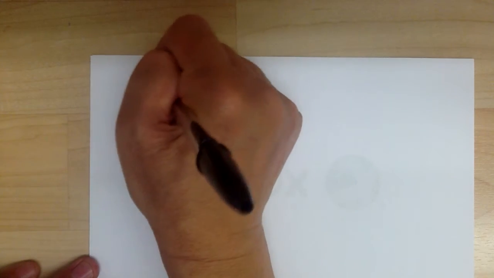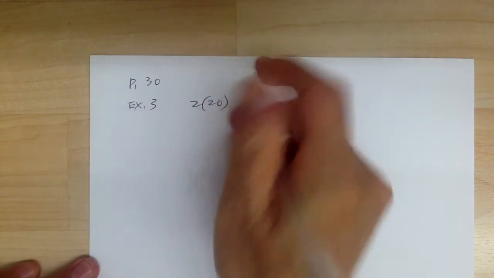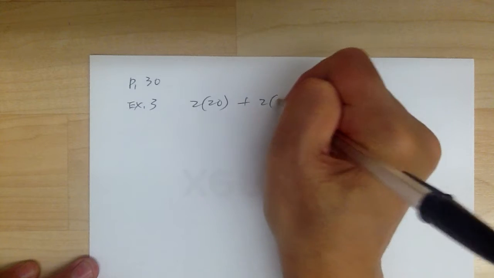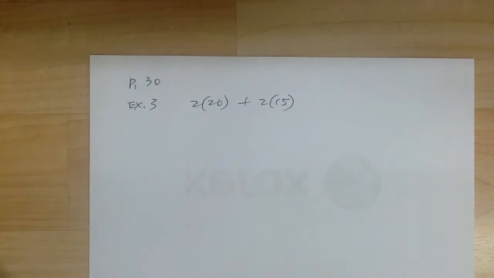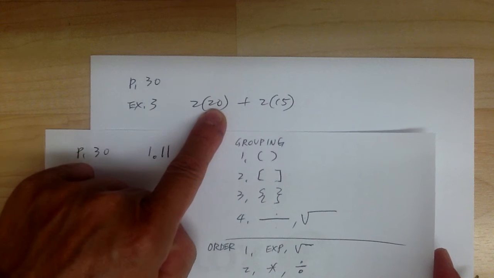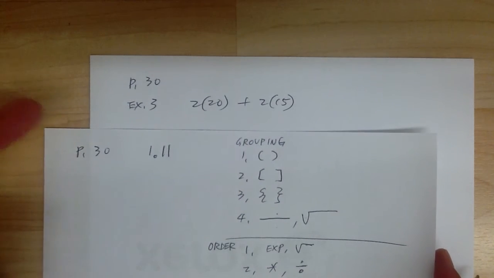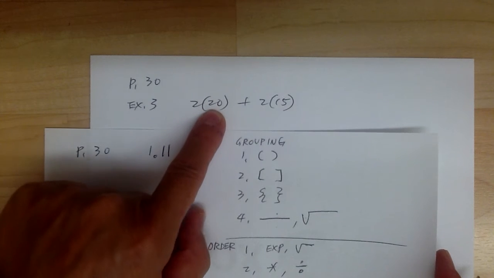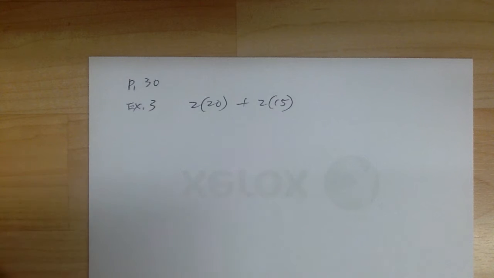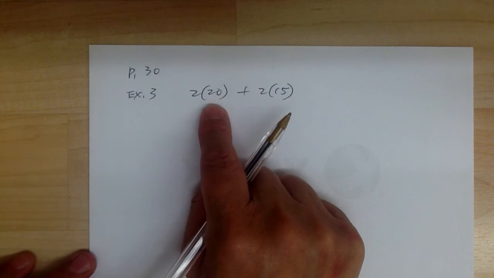So page 30. Example 3. You have 2. Now parentheses, this means multiplication. Plus 2 times 15. Now this parenthesis is not a grouping because inside has only one number. Right? In order to be a group, you need to have at least 2 numbers. So this has only one number, so this is not a group. This just means it's multiplication. So in this case, the parentheses means multiplication. It does not mean grouping.